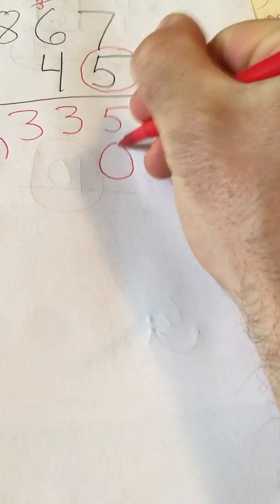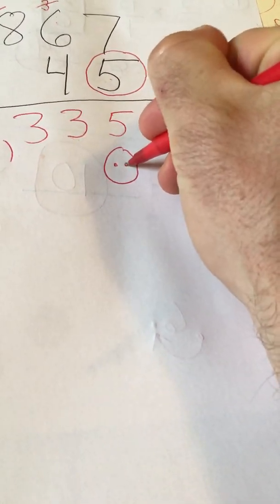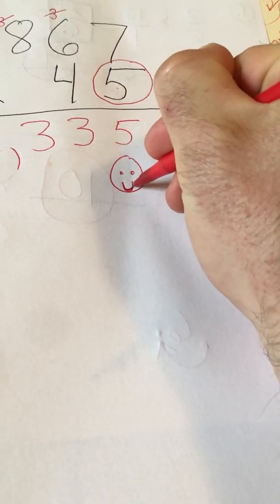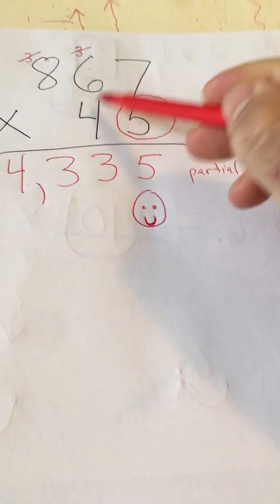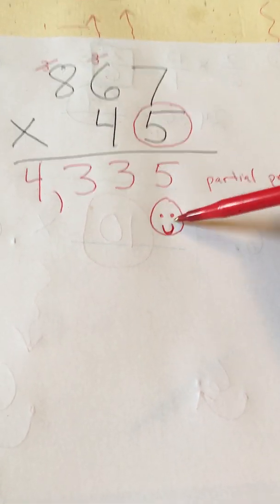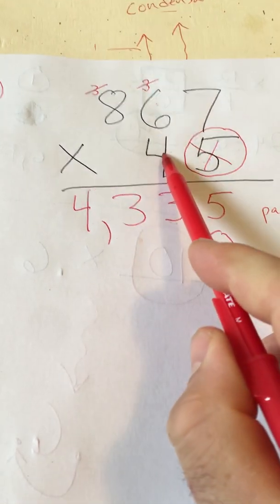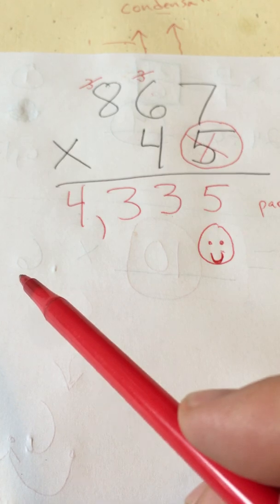Here's something that kids might have done wrong. You might have forgot to hold the ones place with a 0. And I always put a smiley face to remind myself that I didn't multiply this to get 0. You have to put this here in order to hold the place value. So we are now done with the 5, and all we're going to do is 40 times 867.